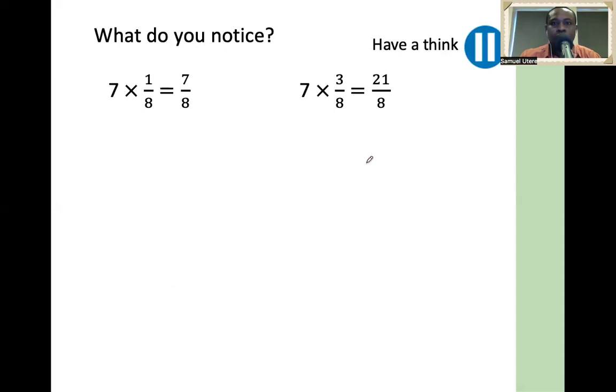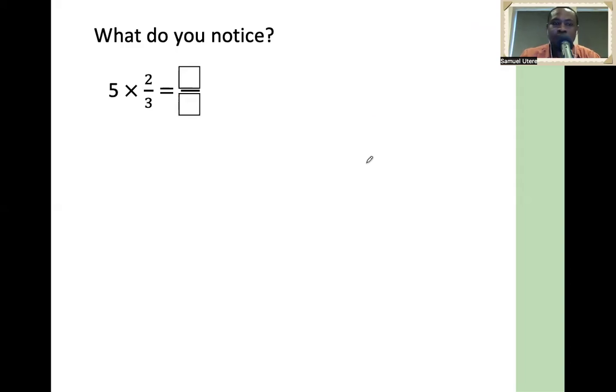Okay, I want you to pause and have a think. What will the results be for this one? What do you notice? Well, notice that the denominators stay the same, but we're simply multiplying the numerators. Now, remember what I said you should take note of, the pattern you should spot in our previous lesson. And this is the pattern. So let's use the pattern.